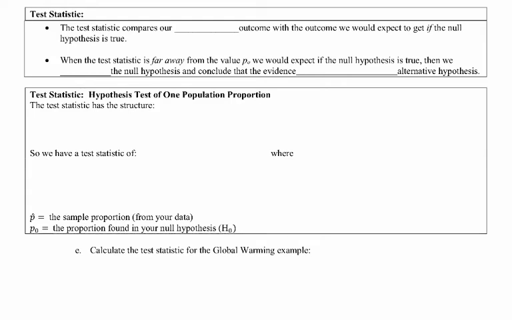So let's take a look at how we're going to test out our alternative hypotheses. The way we're going to do this is we're going to use what's called a test statistic. The test statistic compares our observed outcome with the outcome we would expect to get if the null hypothesis was true. And this is, I think, a difficult concept. So really pause and think about what we're saying.